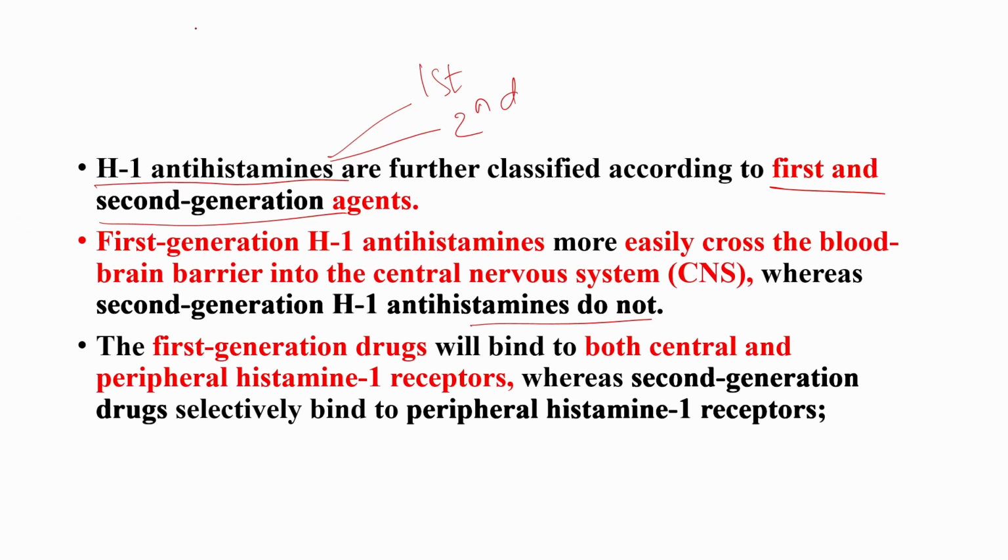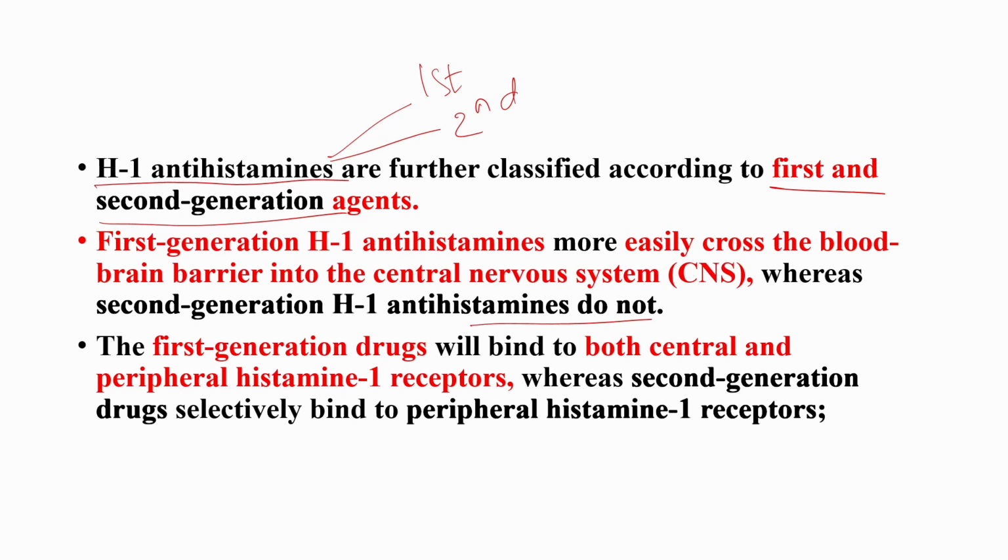So H1 and H2 are there. H1 is mainly used for treating allergic rhinitis, and H2 is associated with treating upper gastrointestinal problems because of excess acid production. It blocks the excess acid production through H2 receptors. But H1 antihistamines are used to treat the allergic reactions.